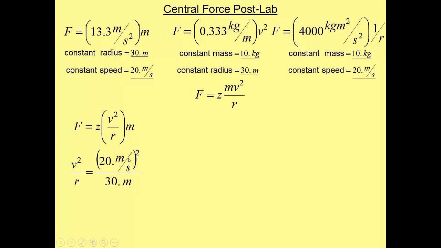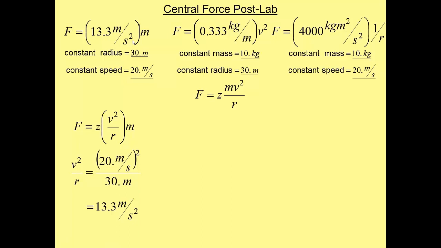Right? The meter on the bottom would cancel out with one of the squared meters on top, leaving us with units of meters per second squared, just like our slope. And if you square 20, that's 400 over 30, you get 13.3. Huh. So the two things we kept constant, if we take the speed squared over the radius, we get a number and units which are exactly the slope that we got out of the simulation.